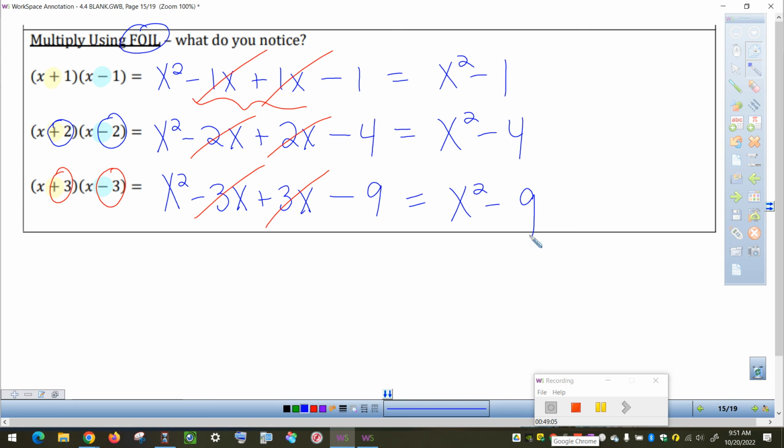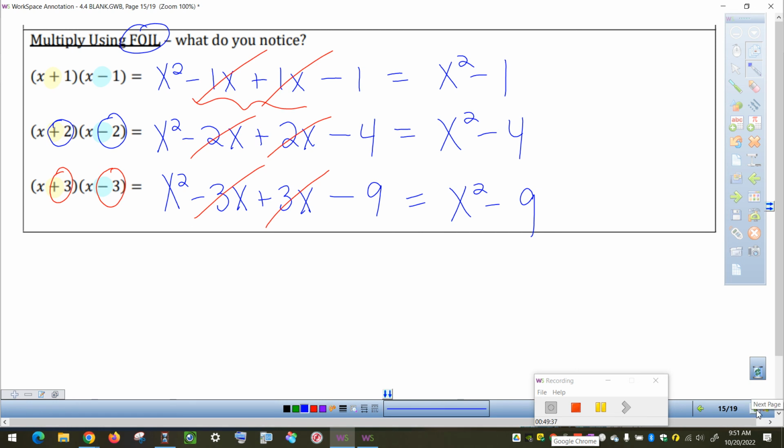So these have a special name. The answers we have here at the end, we call it a difference, because difference is the word that you use when you're subtracting. And what we're taking the difference of is two perfect squares. X squared is a perfect square. 9 is also a perfect square number. 4 is a perfect square number. 1 is a perfect square number. So this is called the difference of squares.